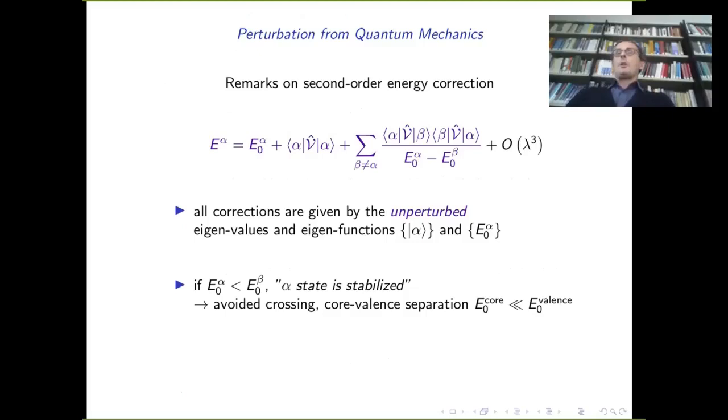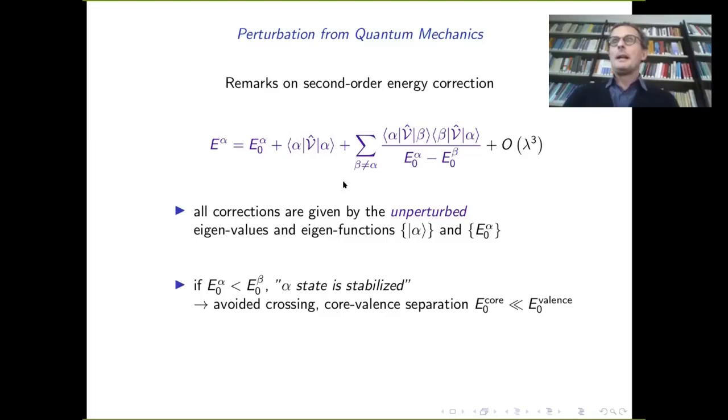Okay, some important remarks on this second order energy correction that I rewrote using V being the perturbation to the H naught Hamiltonian. As you can see, that's the zeroth order. So that would be the first order energy correction. So this is the expectation value of the perturbation in the unperturbed state. And that's the second order energy correction. Up to second order, this is what we have.